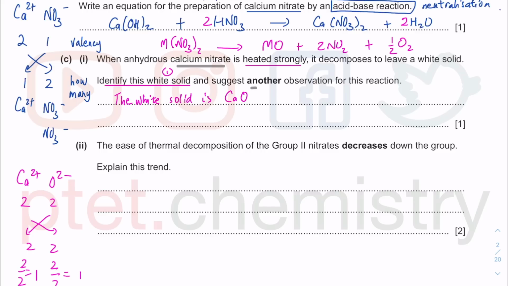Suggest another observation for this reaction. Besides leaving you a white solid, this is actually a white solid as well, giving you another white solid. What else do you see? Earlier I mentioned the brown gas. NO2 is brown, so a brown gas is observed. Or you say brown gas is seen or is observed, that one should be alright.